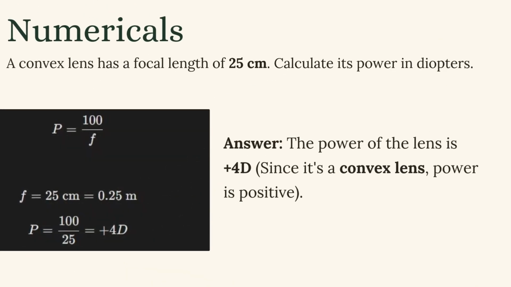Next question. A convex lens has a focal length of 25 centimeters. Calculate its power in diopter. Power P is equal to 100 divided by f, so it is equal to plus 4 diopter. The power is positive in the case of a convex lens.